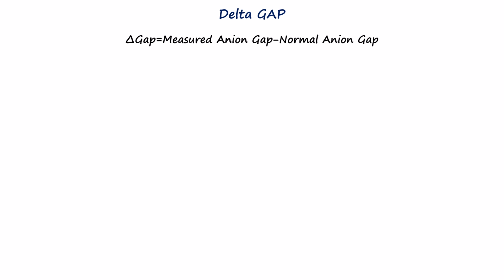Now, leaving the physiology behind, let's delve deeper. The two concepts that I am going to discuss here are used in the assessment of high anion gap metabolic acidosis. Let's take a look at the delta gap first. Delta gap is the difference between the measured anion gap and the normal anion gap. It quantifies how much the anion gap has increased from its baseline of typically 12 millimole per liter.